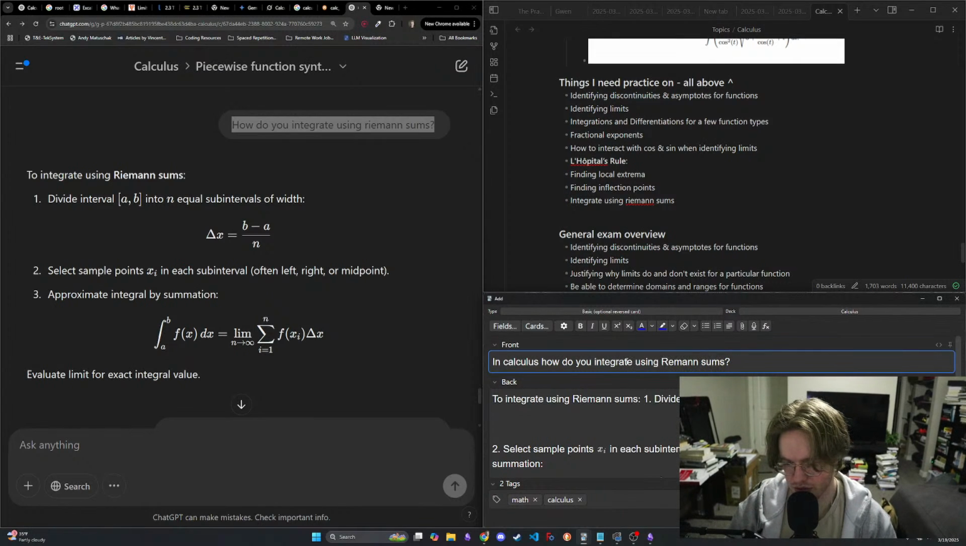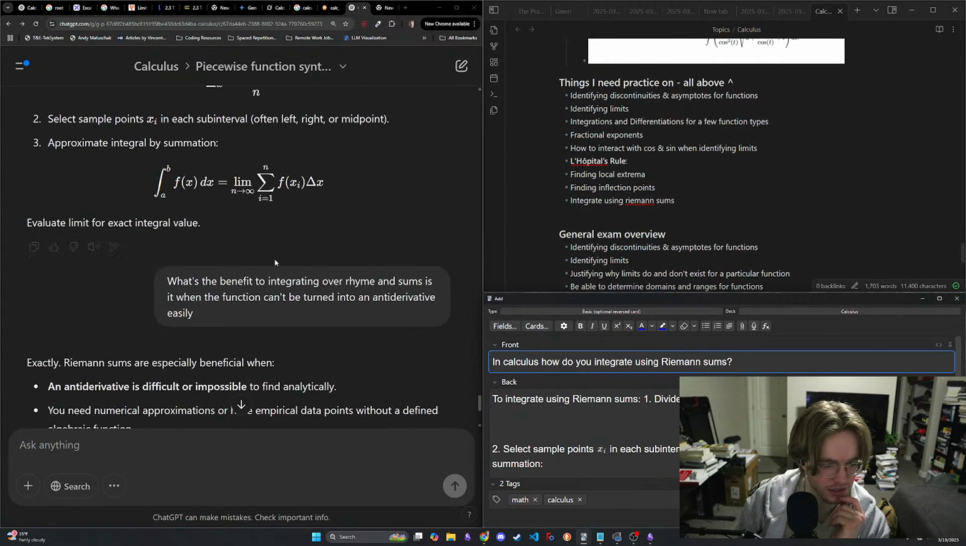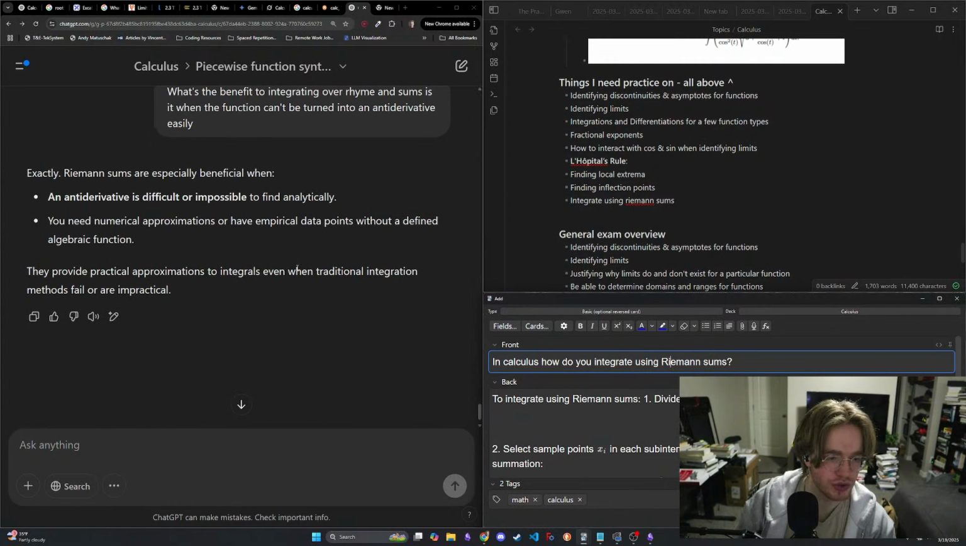And then we use Riemann sums when it's either a mathematical impossibility to just calculate the antiderivative, or if we don't have a nice algebraic function but only have empirical data points. Makes sense to me.